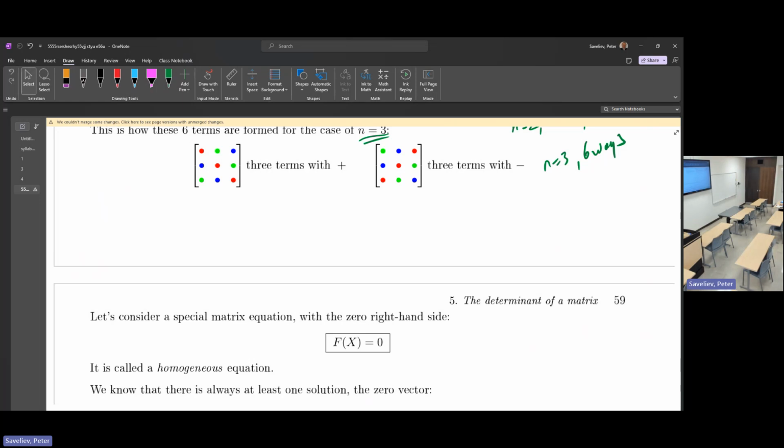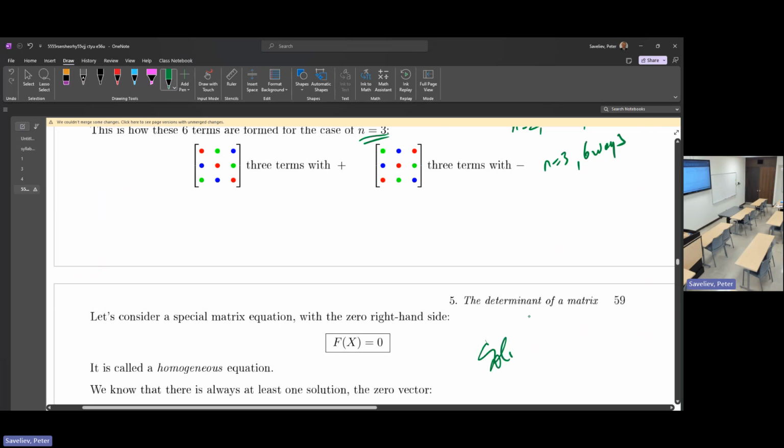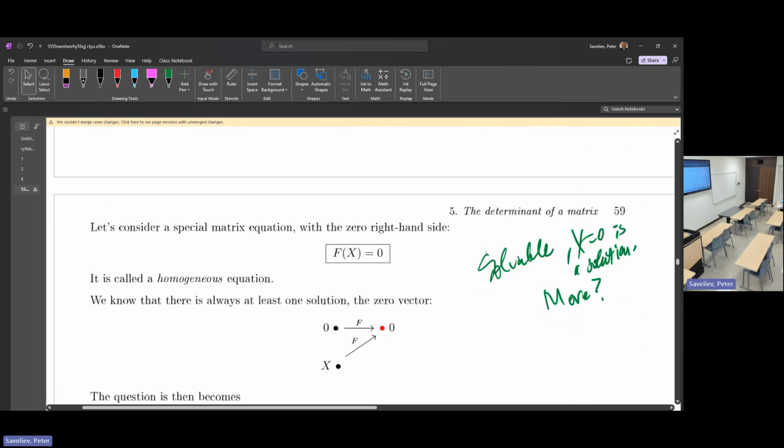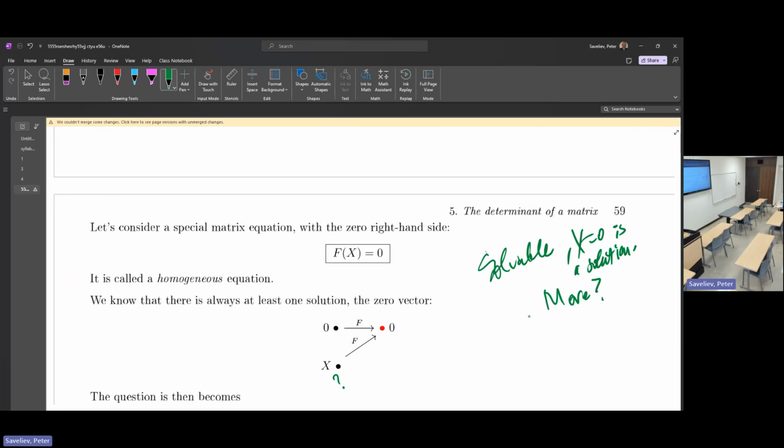So we're looking at a function with a linear operator f, and we set it equal to 0. It's called a homogeneous equation. And then we ask ourselves, is it solvable? It is always solvable, in the sense that x equal to 0 is a solution. But are there more? That's what we have been asking. And the answer depends on the determinant. Once again, is there another x?